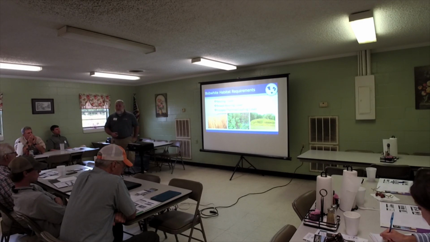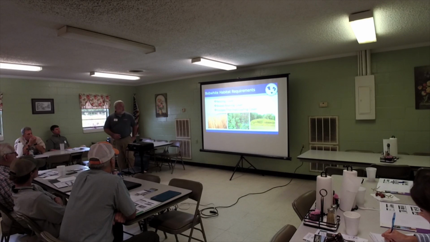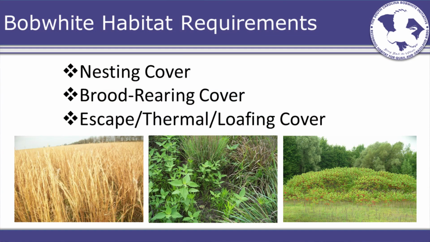So the 3 really basic types of habitat that bobwhite quail require are the nesting cover, this is probably a very dense stand for this example, but it was a photo that I had, consisting of native warm season grasses. The bunch grasses that we need is where the nesting cover is going to be.